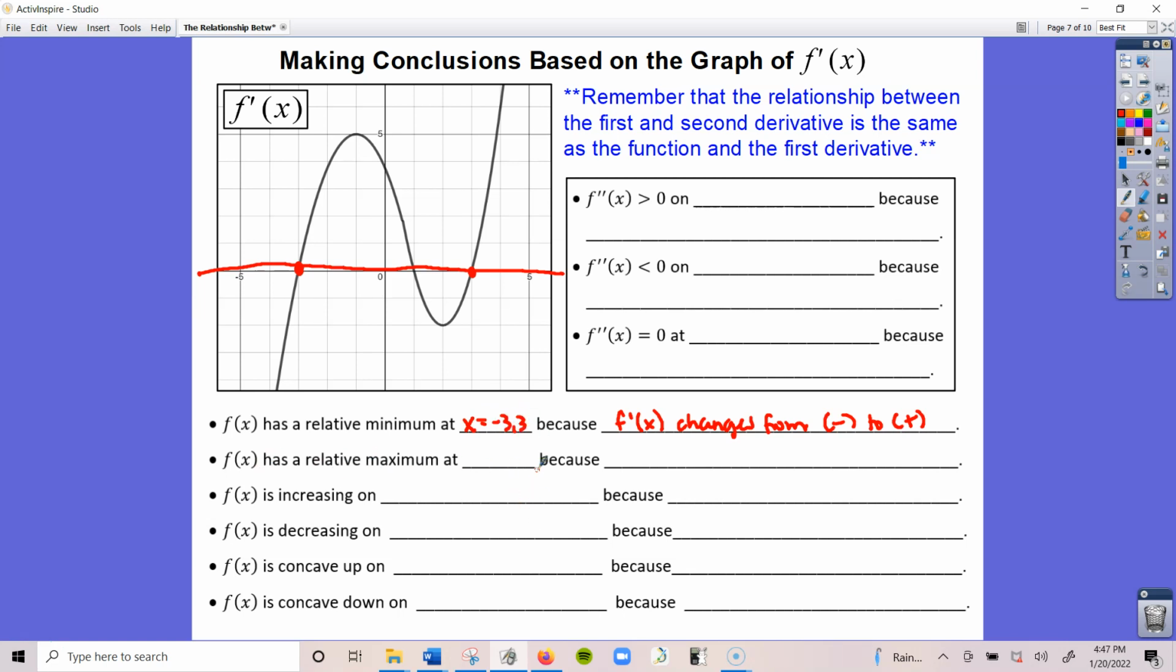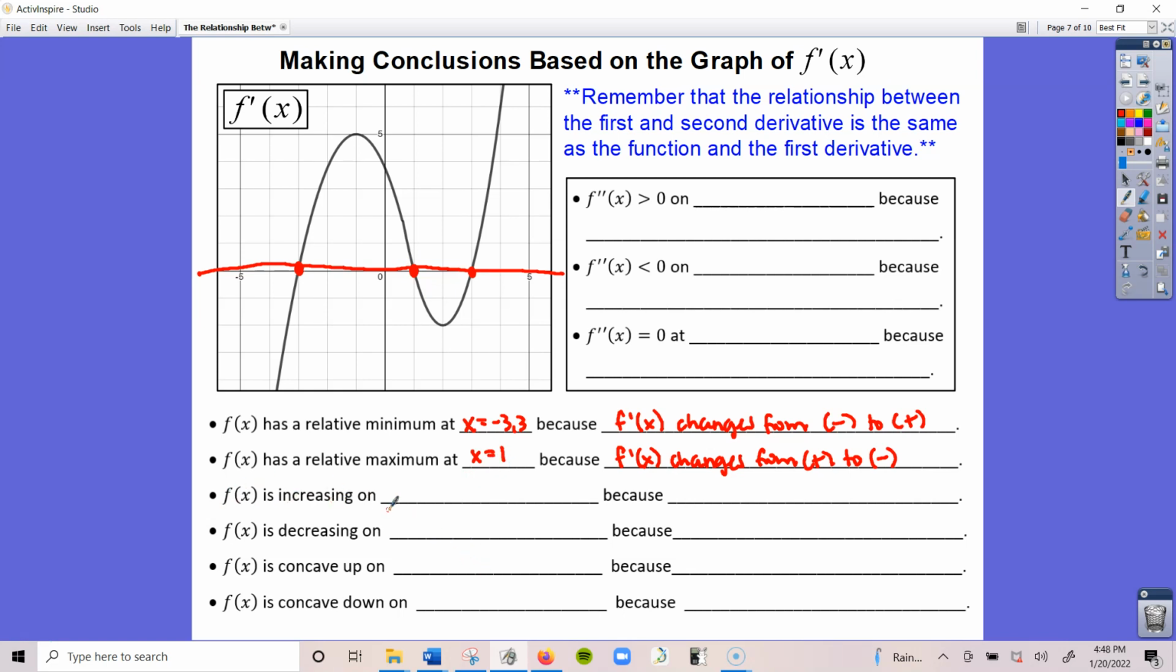Now f of x will have a maximum when f prime of x changes from positive to negative, which we only have one of, which is right here, and that is at x is equal to 1.